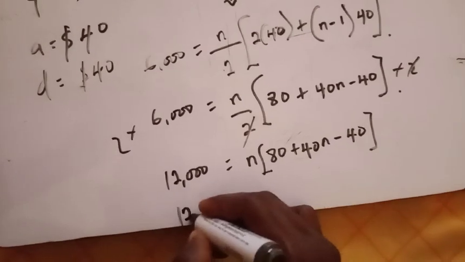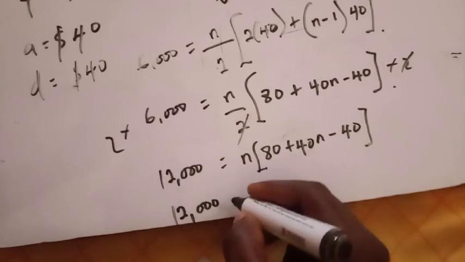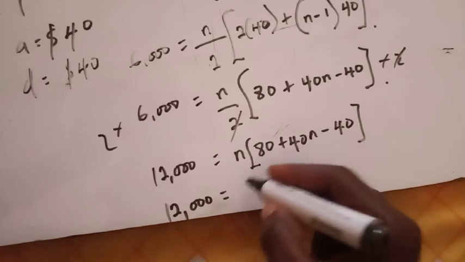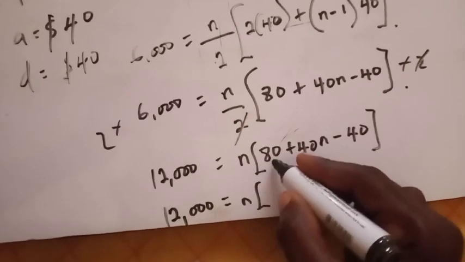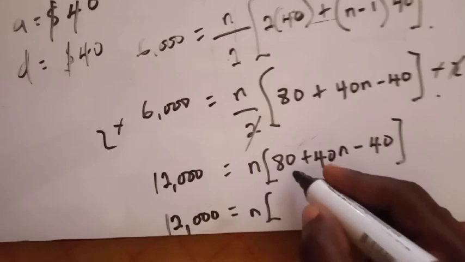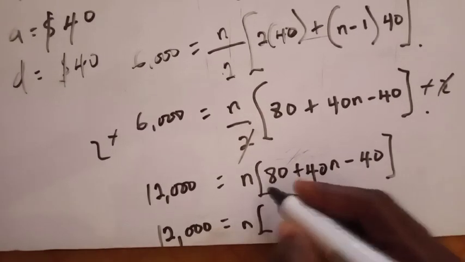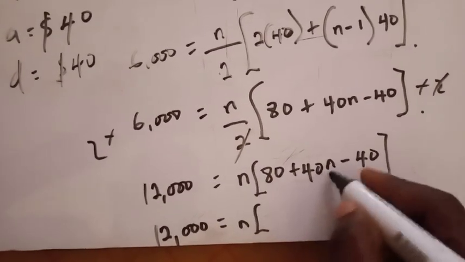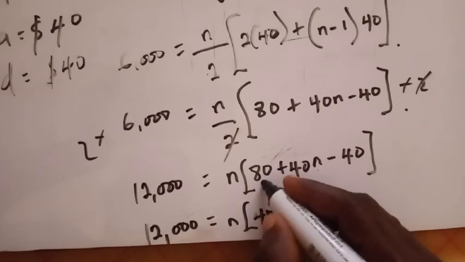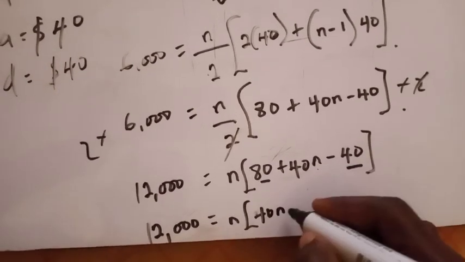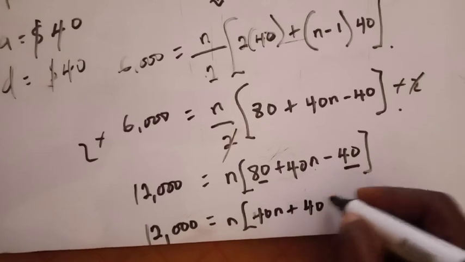So we have our 12,000 here, and then that is equal to, okay, let's do this once again step by step for those who want to see the clear picture. This is 80n, and then this is minus 40. All these things are numbers without any letter here. So let me maintain this 40n, and let's subtract this with this one. So I'm going to have positive 40.